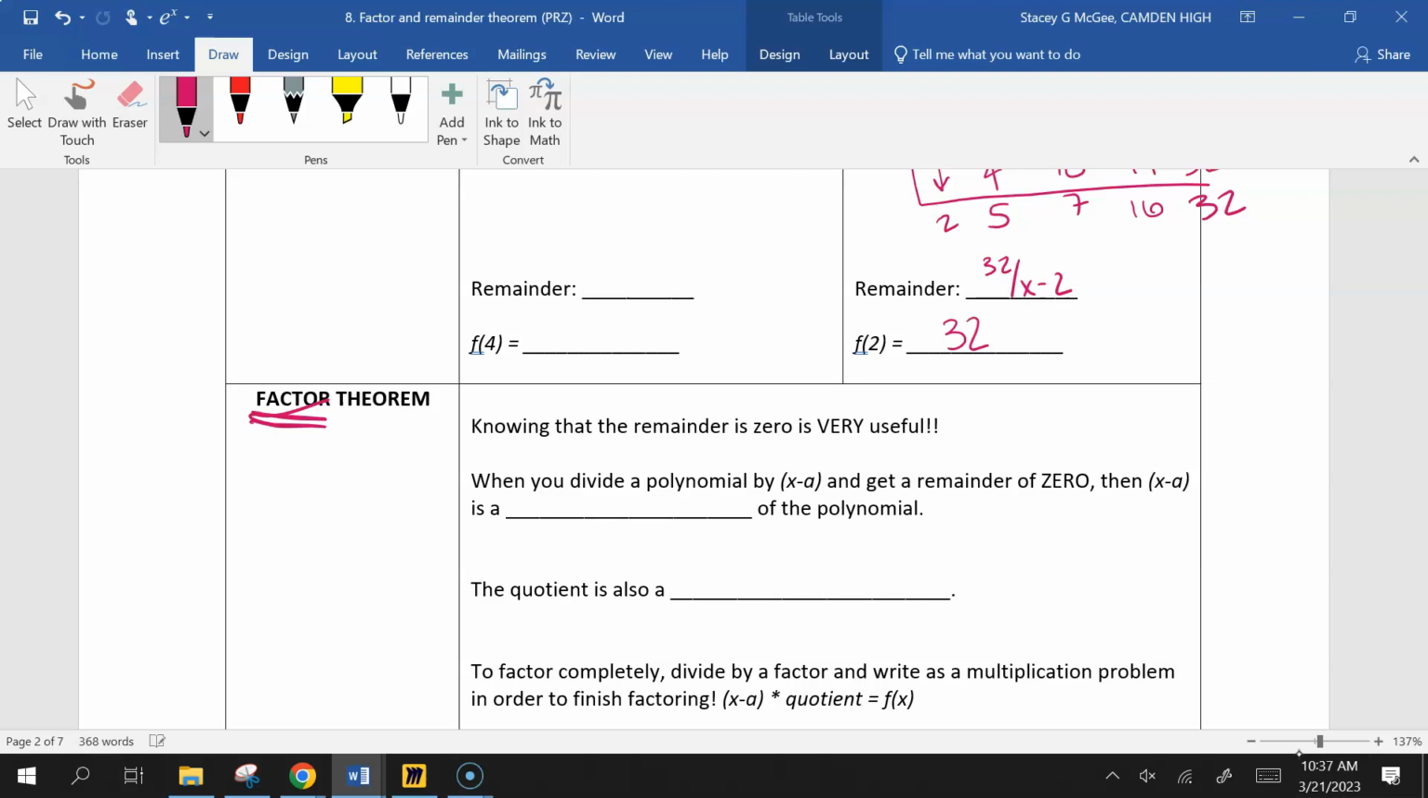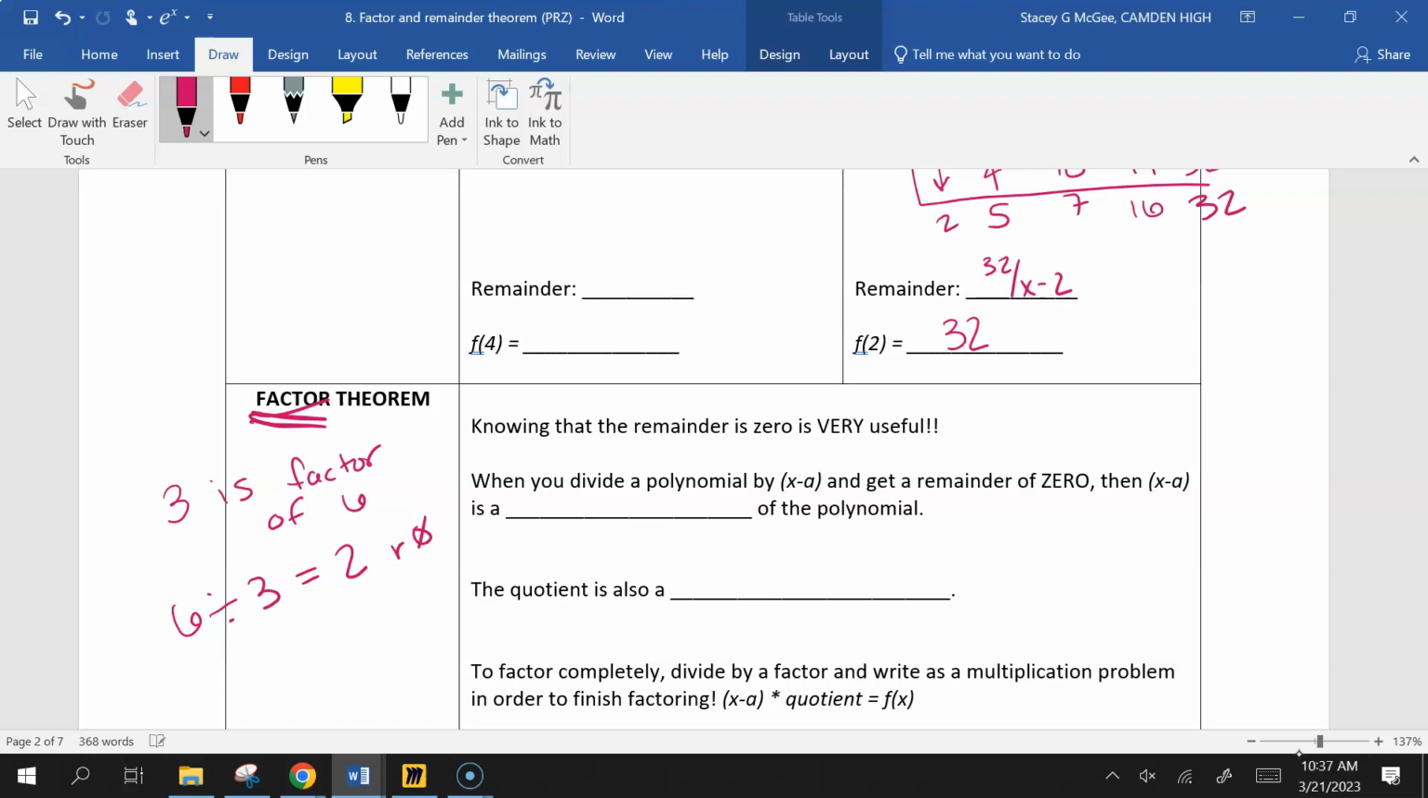Give me, for instance, one factor of 6 that you know. 3. Everybody agrees 3 is a factor of 6. Why is 3 a factor of 6? It goes into it with no remainder, right? We can say that 3 is a factor of 6 because 6 divided by 3 is 2 with no remainder. That's by definition what it means to be a factor.